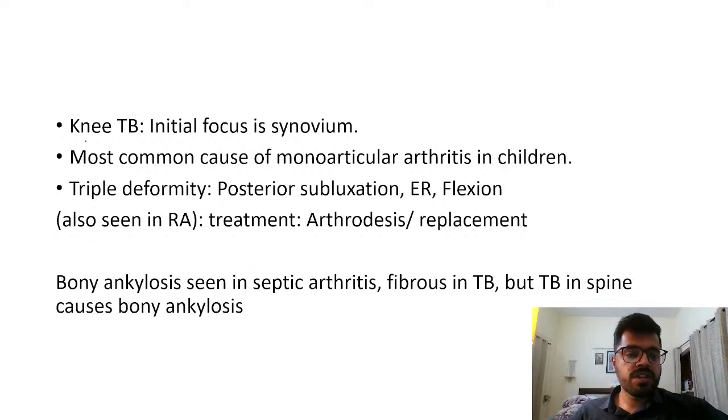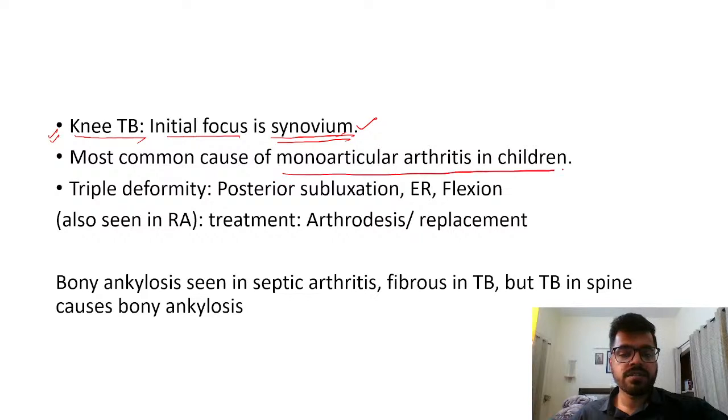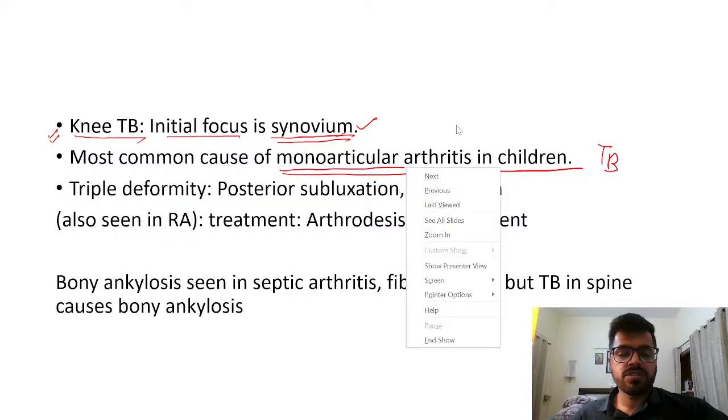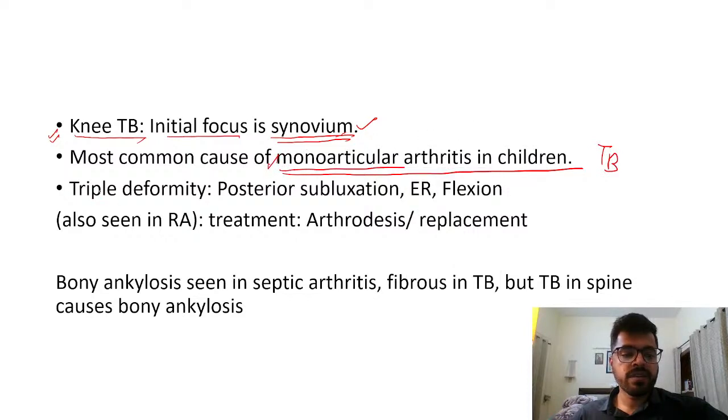Then we come to TB of the knee joint. The initial focus is in the synovium. Most common cause of monoarticular arthritis in children is TB. So classically we see triple deformity in TB. It can also be seen in rheumatoid arthritis. Triple deformity of knee, which is posterior subluxation, external rotation and flexion.